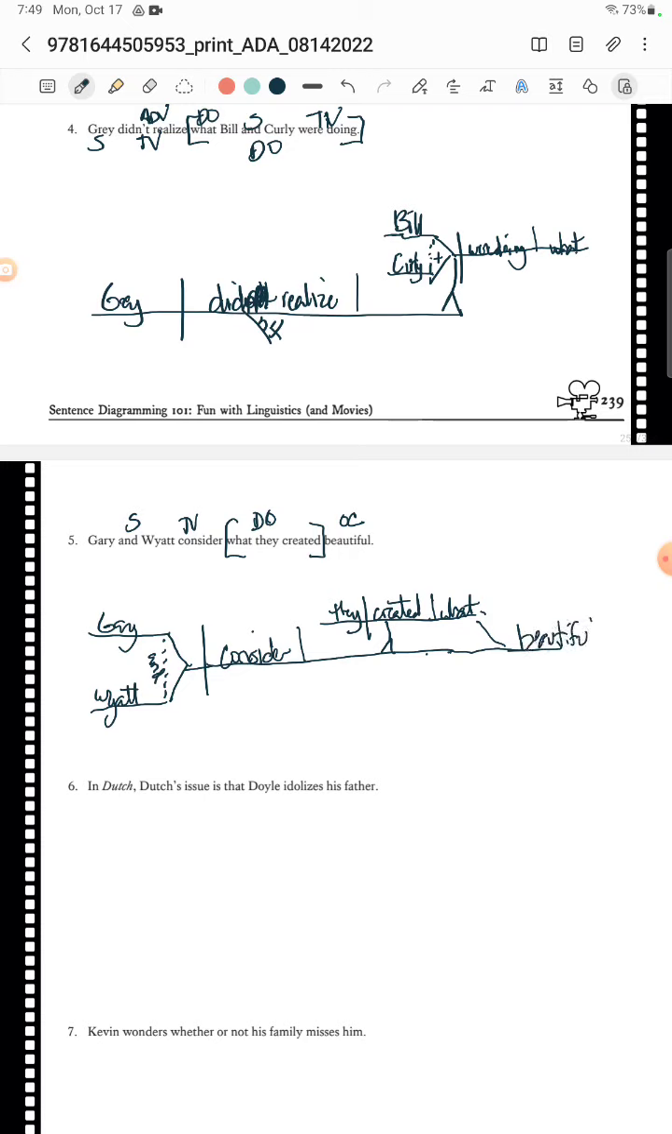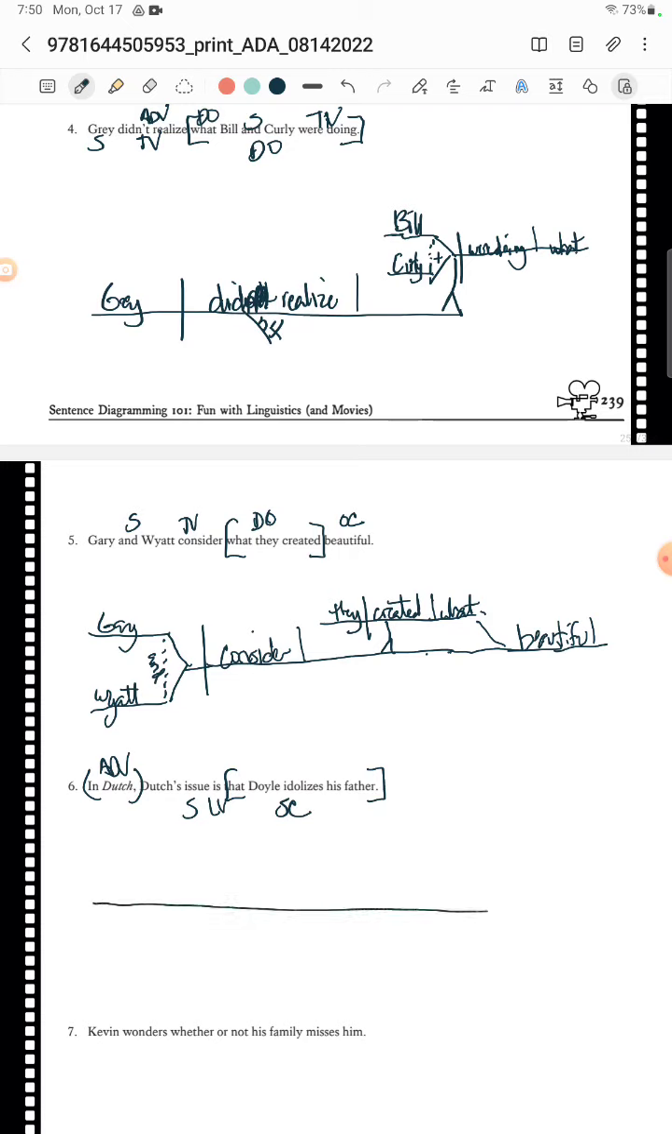It's gonna go right there. Cool. All right, moving on to number 6. In Dutch, Dutch's issue is that Doyle idolizes his father. All right, so this tells me where it happens. Adverb. So we have issue is this whole thing. So this whole thing is my subject complement.